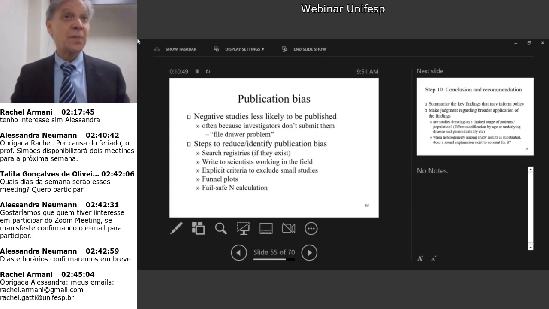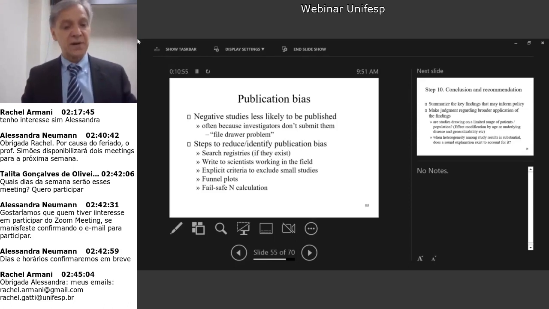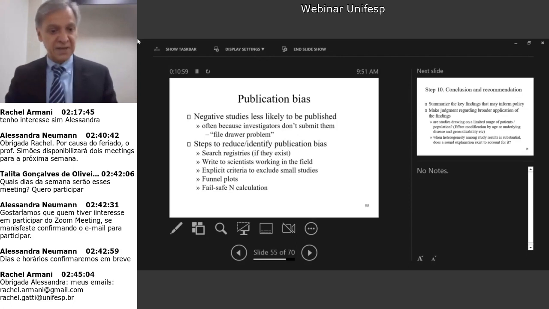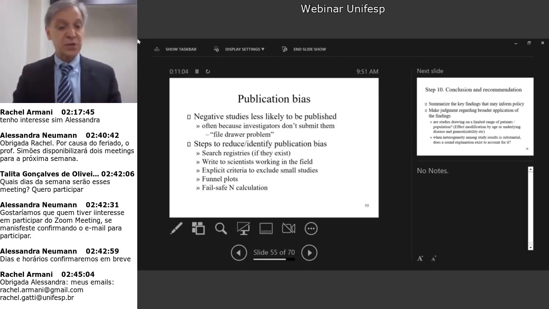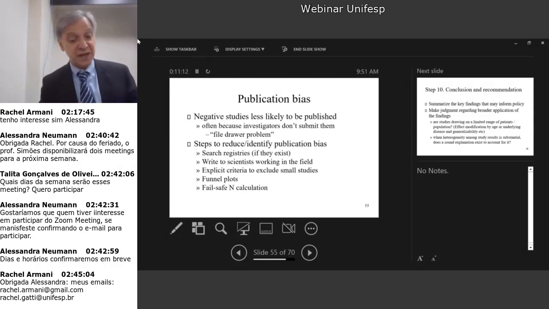Registries now are very common. There are registries for clinical trials and registries for meta-analysis. Many organizations, including NIH, have created registries that you can use to pull the best studies from. Also, write to scientists who work in the field, use explicit criteria to exclude small studies, and use funnel plots, and then identify publication bias. Okay, that's one way to identify publication bias. Then there is the fail-safe N calculation.